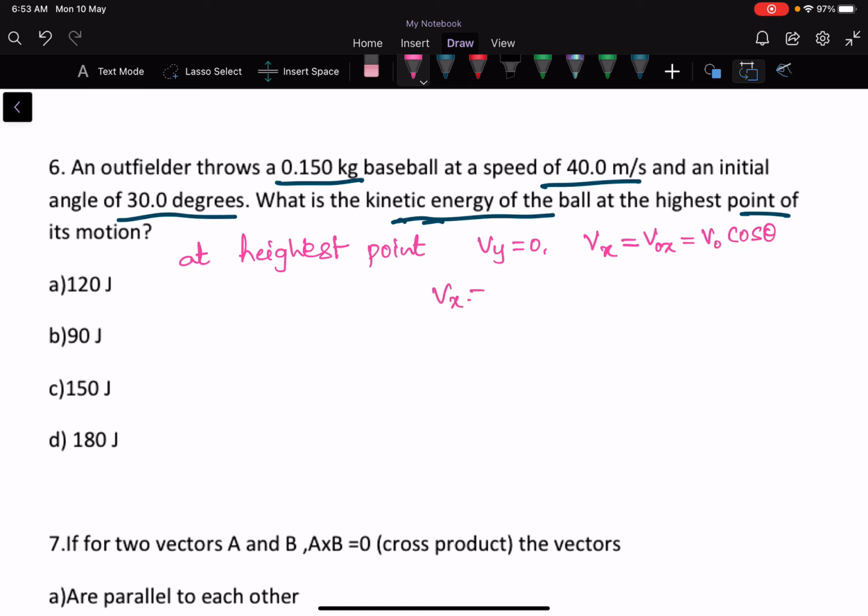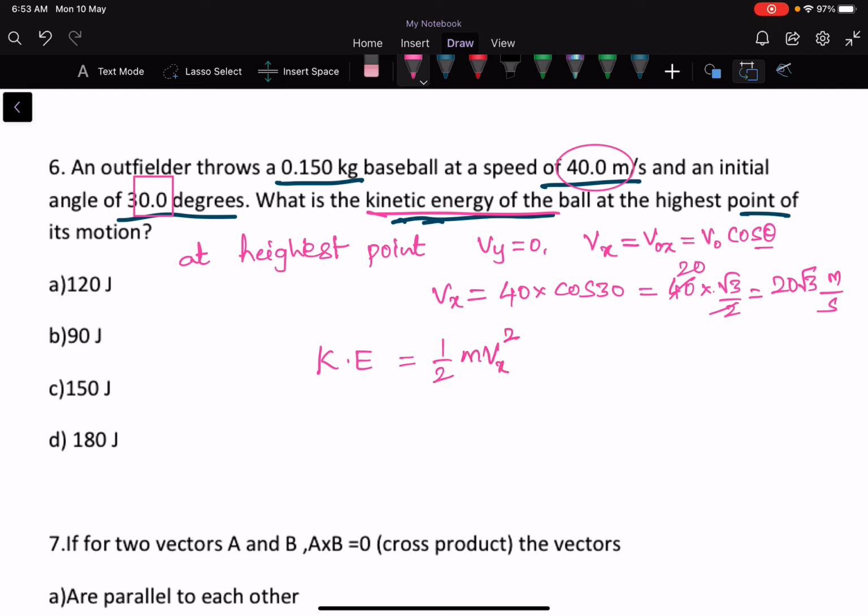So here Vx equals V0 cos theta, where V0 is given as 40 and theta is given as 30 degrees. So 40 into cos 30, which is root 3 by 2, turns out as 20 root 3 meters per second. So we got Vx. Now we need to find the kinetic energy. The kinetic energy formula is half mv square. We know the mass, so substitute the mass value here and also substitute the velocity value. Velocity Vx is also known, so you will get the kinetic energy answer.